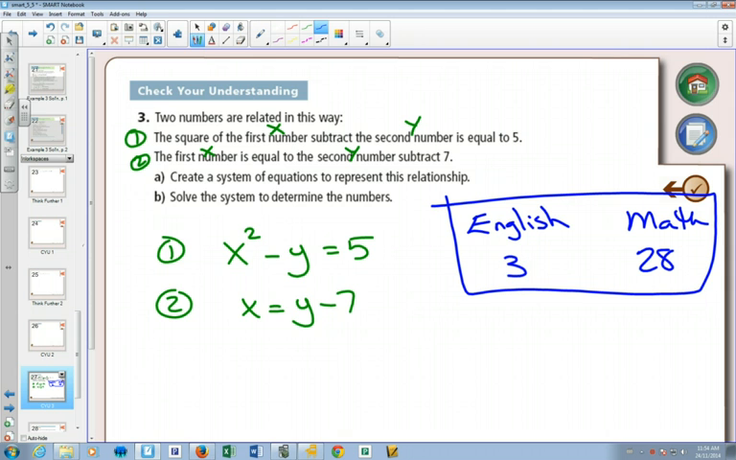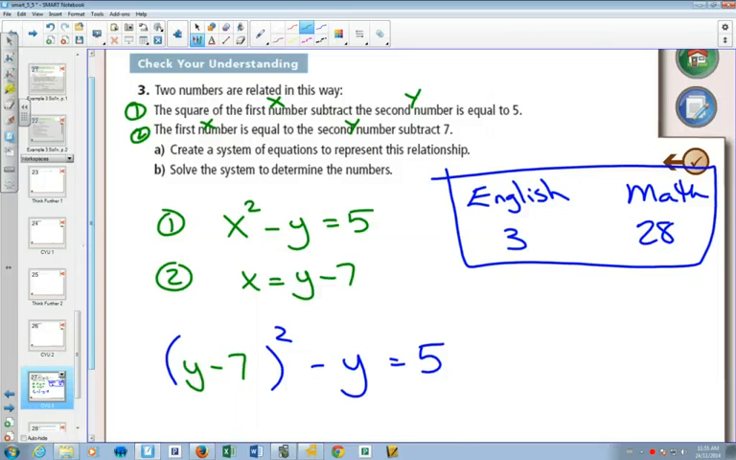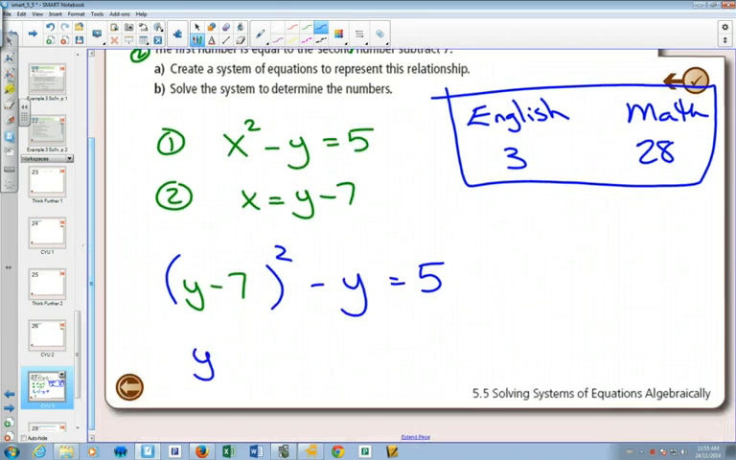So now we can rewrite equation 1. Equation 1 is x squared minus y equals 5. But instead of the x, I'm going to write y minus 7. Here it's very important that we put it in brackets, because that y minus 7 needs to get squared. And we'll have to use FOIL. So you will get y squared minus 14y plus 49 minus y equals 5.